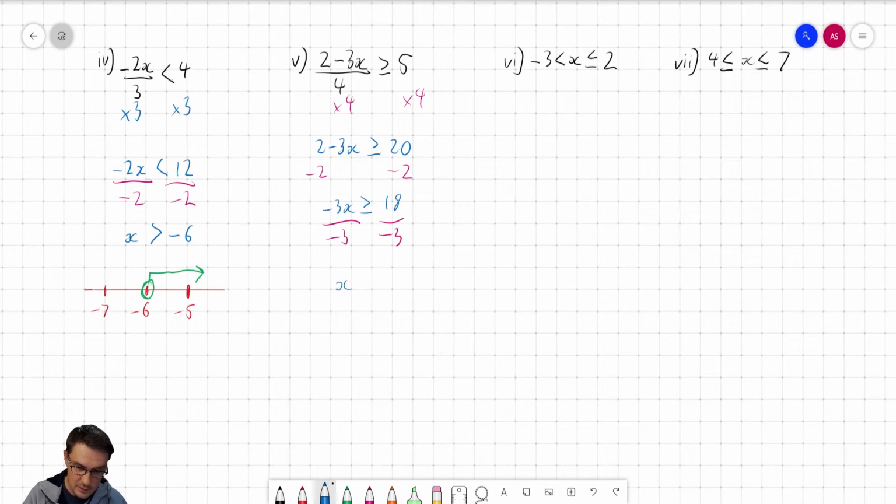So once I do this, I end up with x. The sign is going to change direction here. So we've gone from a greater than or equal to now less than or equal to, because we're dividing by a negative number. And that's going to be equal to -6.